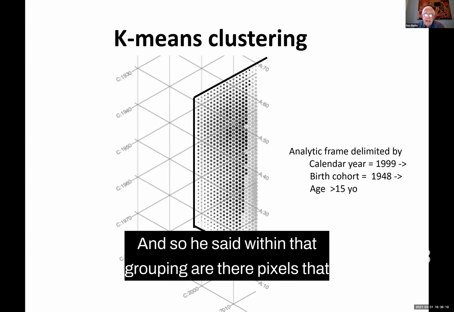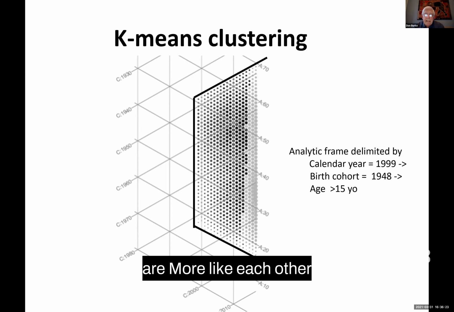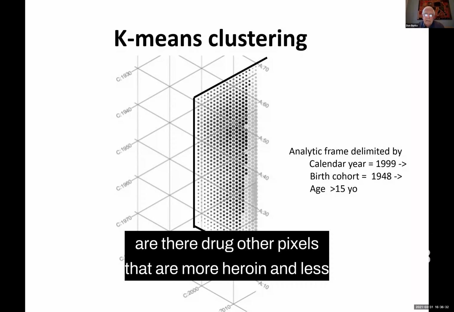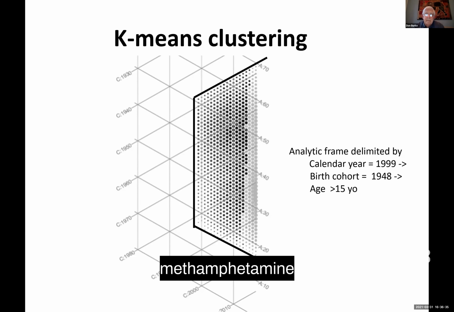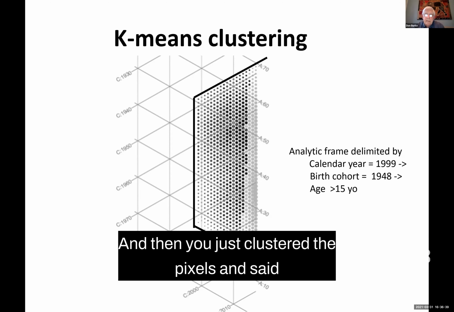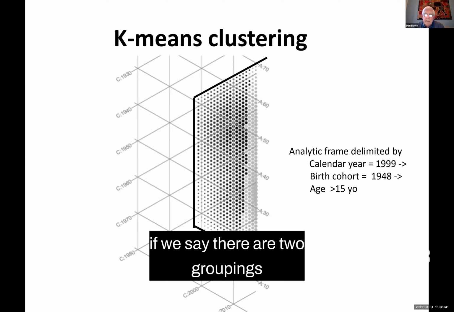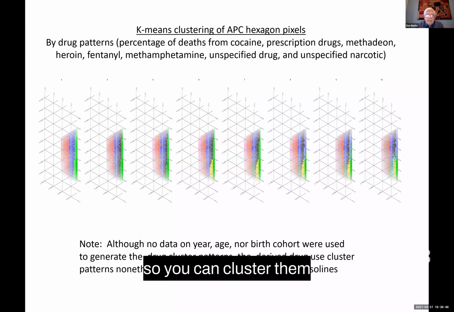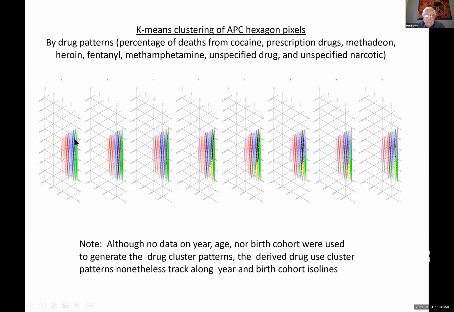And so we said, within that grouping, are there pixels that are more like each other with regard to their drug death patterns? Are there pixels that are more heroin and less methamphetamine? And if so, how do they relate? And then we just clustered the pixels and said, if we say there are 2 groupings or 3 groupings or 4 groupings, you can cluster them, and most of the clusters are by year.